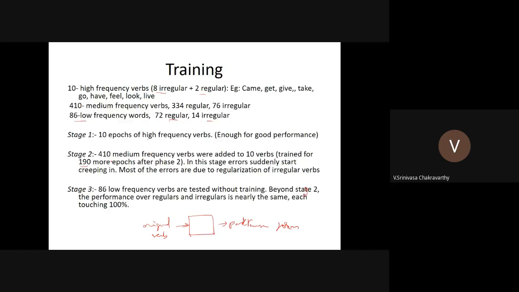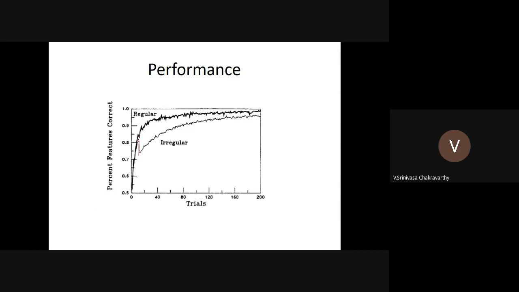But in the second stage, it's also being tested on not only this 410 medium frequency, but also the 10 verbs from the first stage, which are mostly irregular. So the performance on the irregulars suddenly started dipping. So it's making mistakes on the irregulars, and it's going worse than what it was doing in stage one. At the end of stage one, it reached this point, right? It was doing fairly well even on the irregulars. But once it got exposed to regulars, it started generalizing on the lines of regulars by adding the ED ending and started messing up the performance on the irregulars.